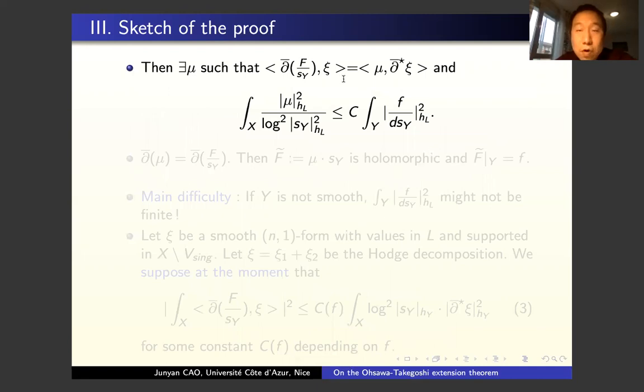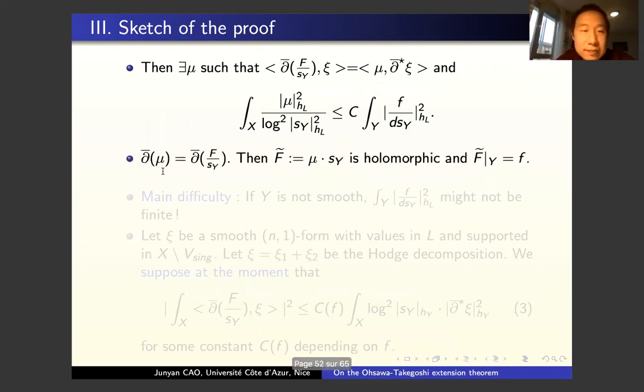So by using Riesz representation, we can find some mu such that we have this equality for any Xi, and we have a control on the L2 norm of mu. Since we have this equality for any Xi, that means d bar mu equals d bar of f over sy. If we define f theta to be mu times sy, then f theta is holomorphic, and it extends the small f. And this L2 condition implies that the L2 norm of f theta is controlled. So that finishes the proof.